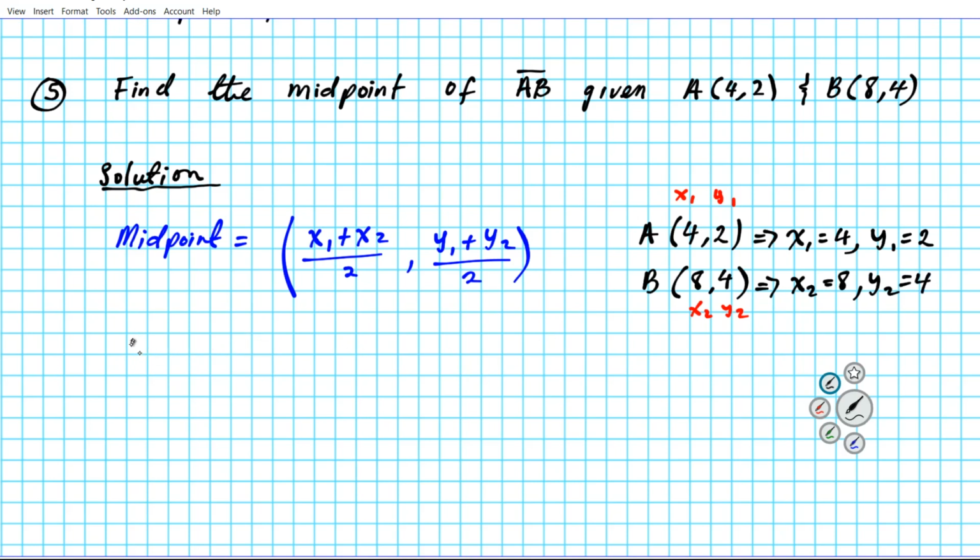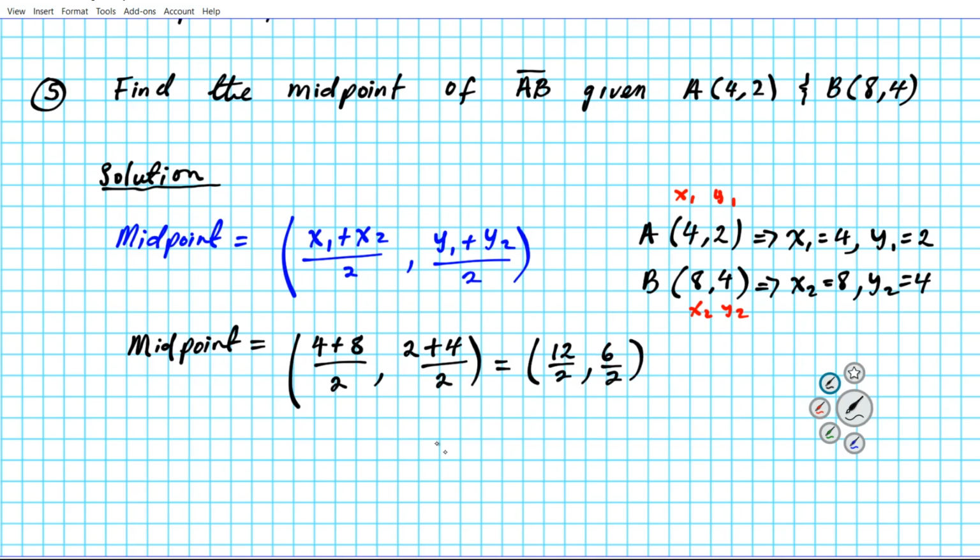We're going to plug it into our midpoint formula right here. So our midpoint is going to be the average of the x's. Let's see, x's are both positive. Nice. So x1, 4 plus 8, x1 plus x2 over 2, comma, y1 plus y2 over 2. Like that. Simplify, combine the numerators. We have 4 plus 8, which is 12 over 2. And then 2 plus 4 is 6 over 2.